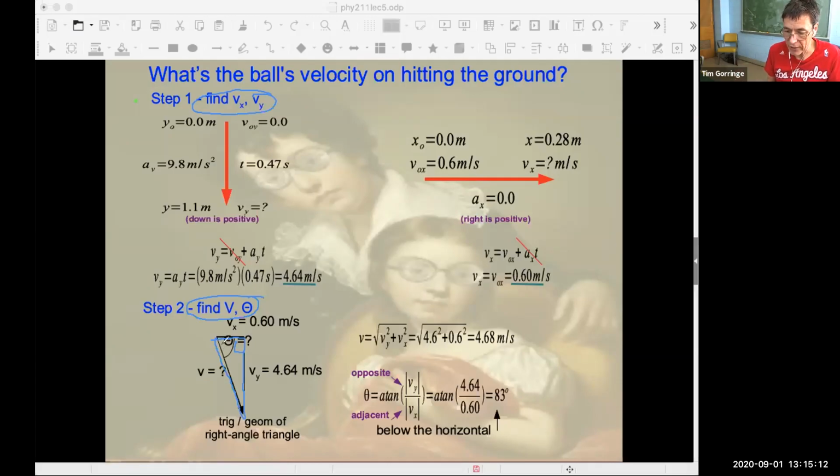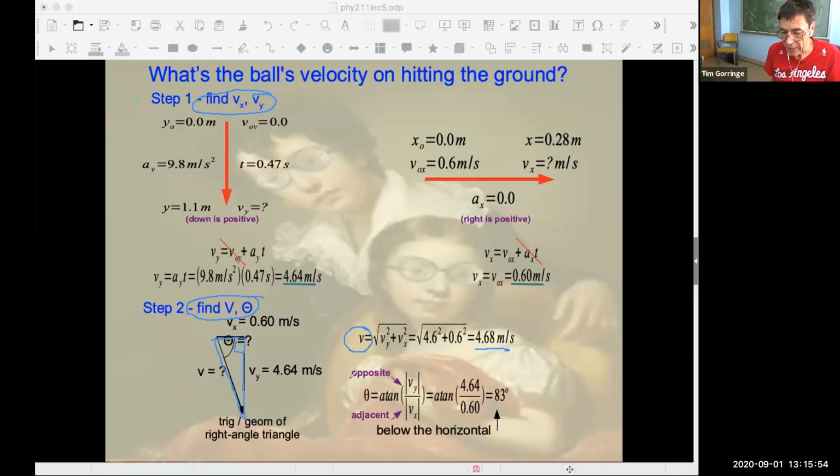And that's all we're doing here. Finding the magnitude and direction of a vector from the X and Y components of the vector is just a bit of Pythagoras theorem and trigonometry of a right-angled triangle. So for the magnitude of the velocity, by Pythagoras, we take the square root of the sum of the squares of the horizontal and vertical components. We know those. So that's the square root of 4.6 squared plus 0.6 squared, which comes out to be 4.68 meters per second. Sorry, that's the magnitude of the final velocity.